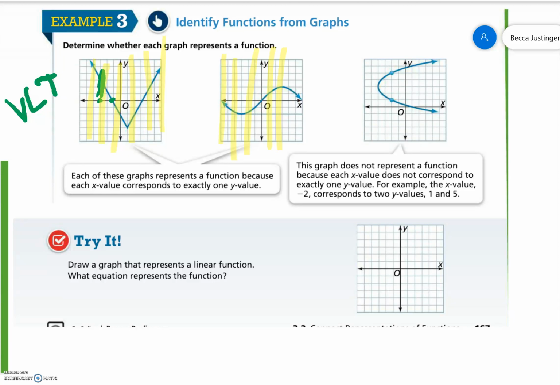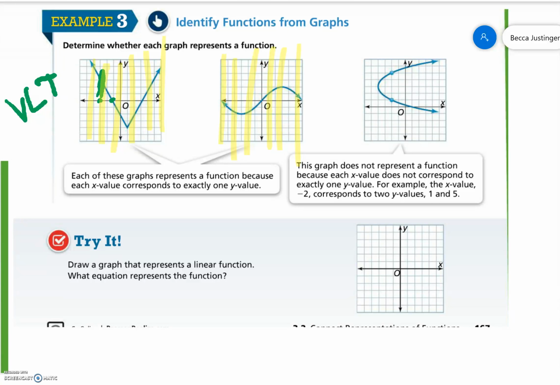This one I'm drawing vertical lines, only crosses the graph once. So that one works as well. But you can't say that, yeah, it's a function because it passes the vertical line test. That doesn't work. You have to say, yeah, it's a function because every x value only has one y value, or every input only has one output.